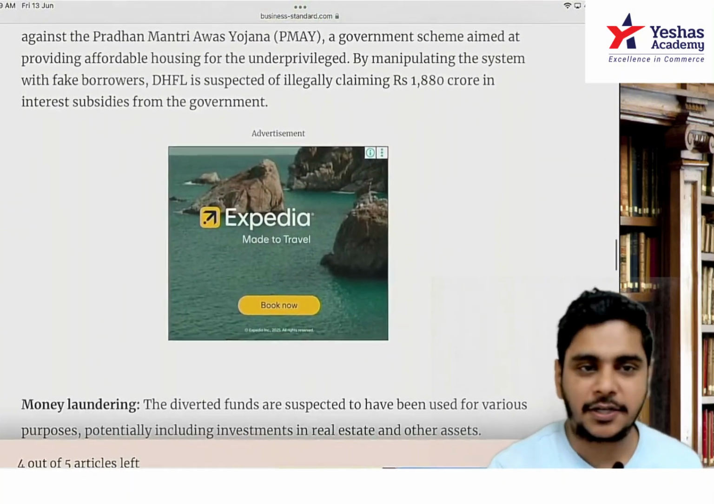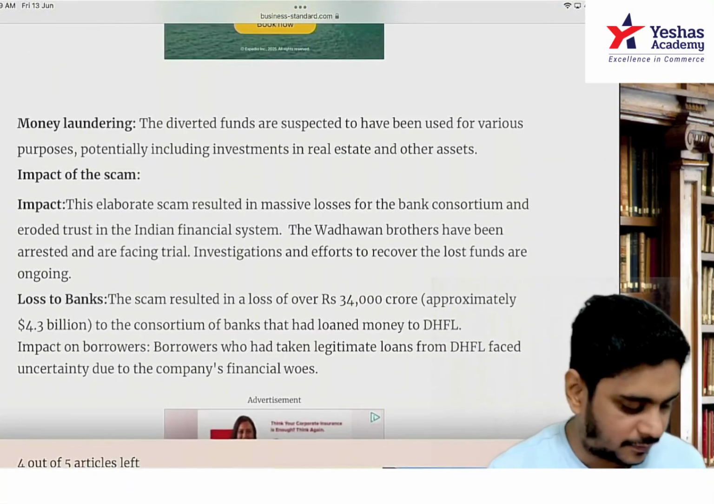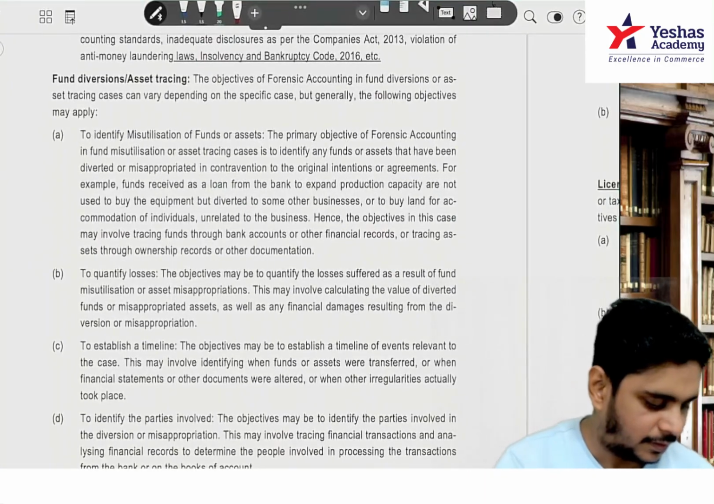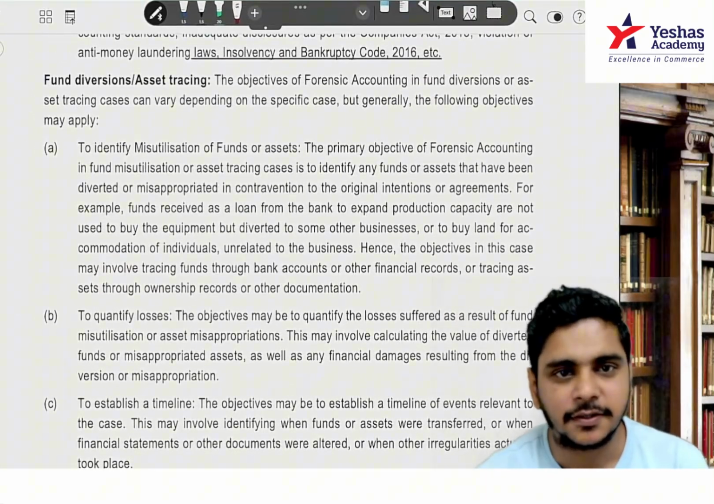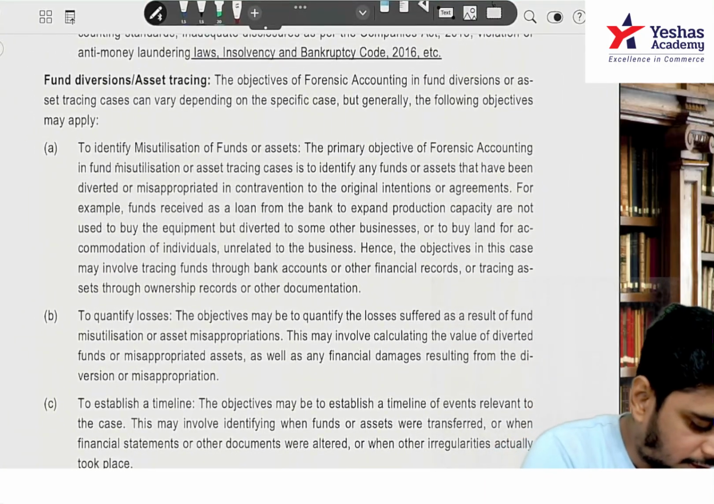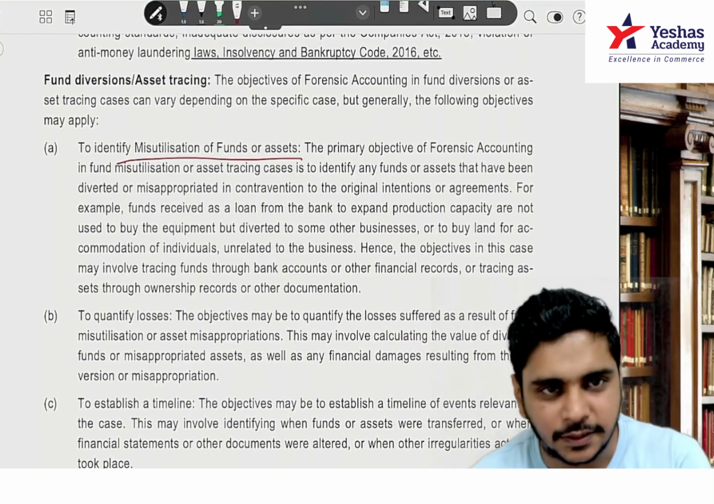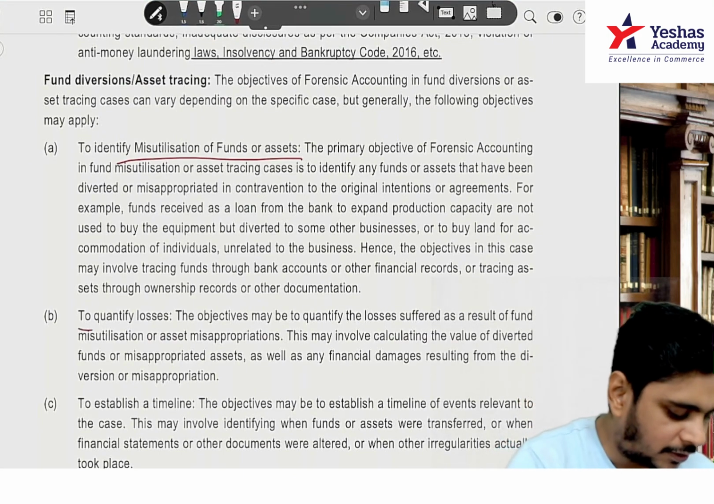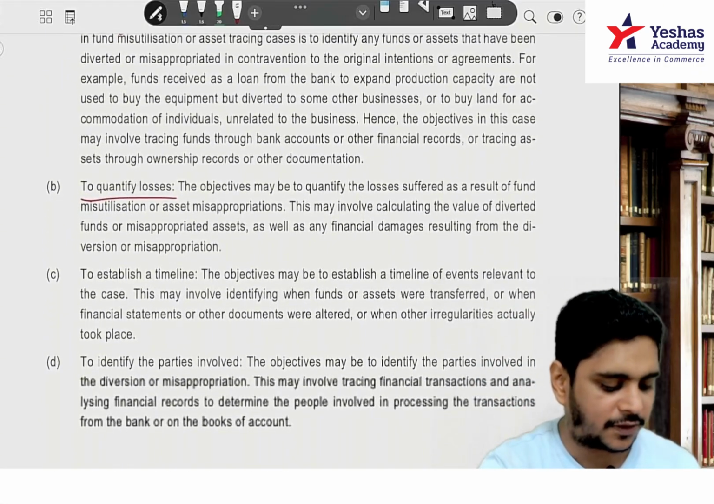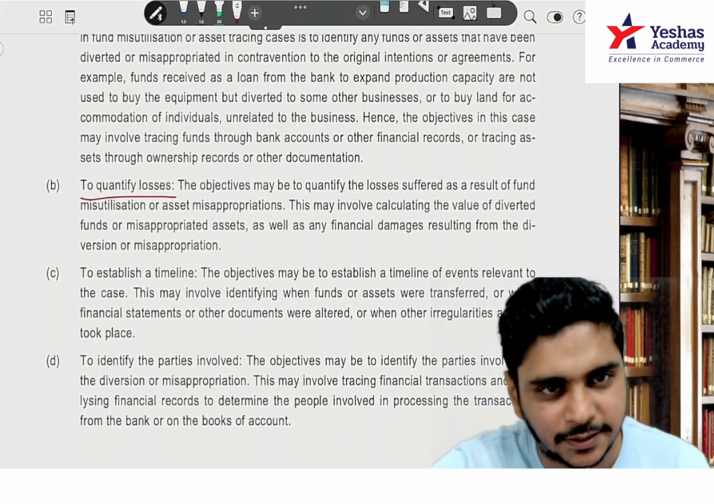So you can read the entire story here. So this is basically what? Misutilization of funds or assets. So this is my first objective, misutilization of funds or assets. Then to quantify the losses. The objective may be to quantify the loss suffered as a result of fund misutilization or asset misappropriation.